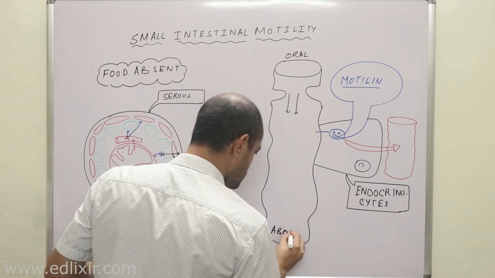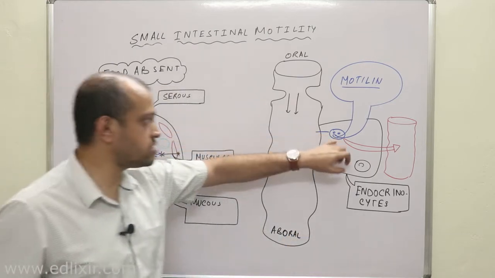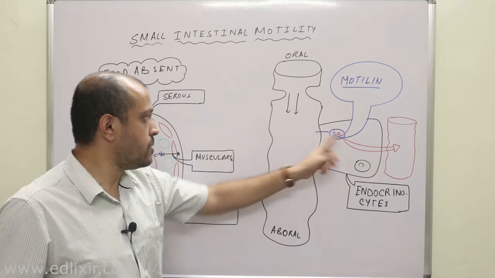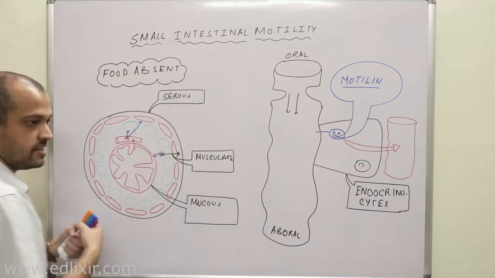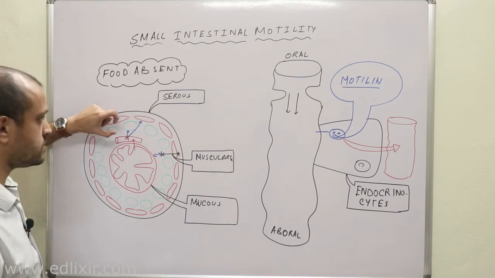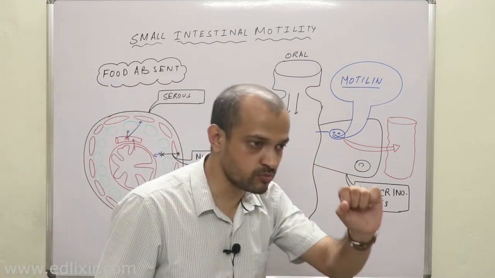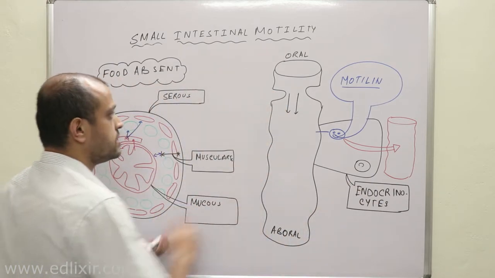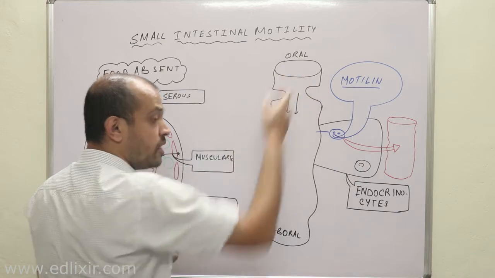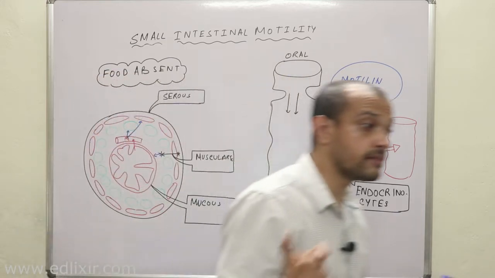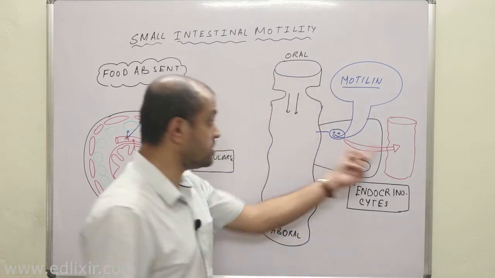That means this hormone motilin helps in contraction of the smooth muscle layers. Due to the alternate contraction and relaxation of the smooth muscle, a ring of peristaltic movement occurs when the small intestine is empty, that is, when there is no food. Then this motilin comes into action.